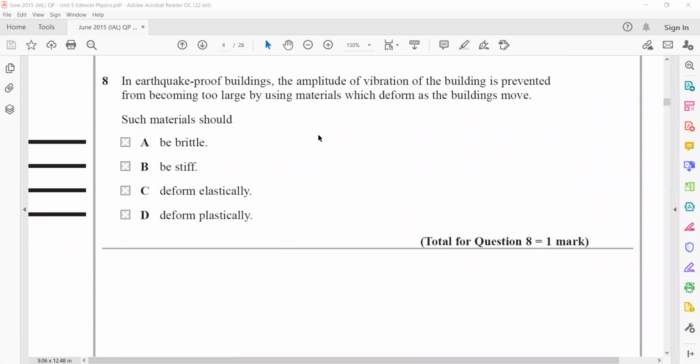Question 8. In an earthquake-proof building, the amplitude of vibration of a building is prevented from becoming too large by using a material which deforms. If the material is deforming, it should deform plastically so it can absorb a greater amount of energy. It should not be brittle, it cannot absorb energy. If it was stiff also, greater force is needed to produce a small deformation. If it is elastic deformation, it will absorb energy and re-radiate that energy, so that will not be effective. It should undergo plastic deformation, so a greater amount of energy is absorbed from the system due to these earthquakes.